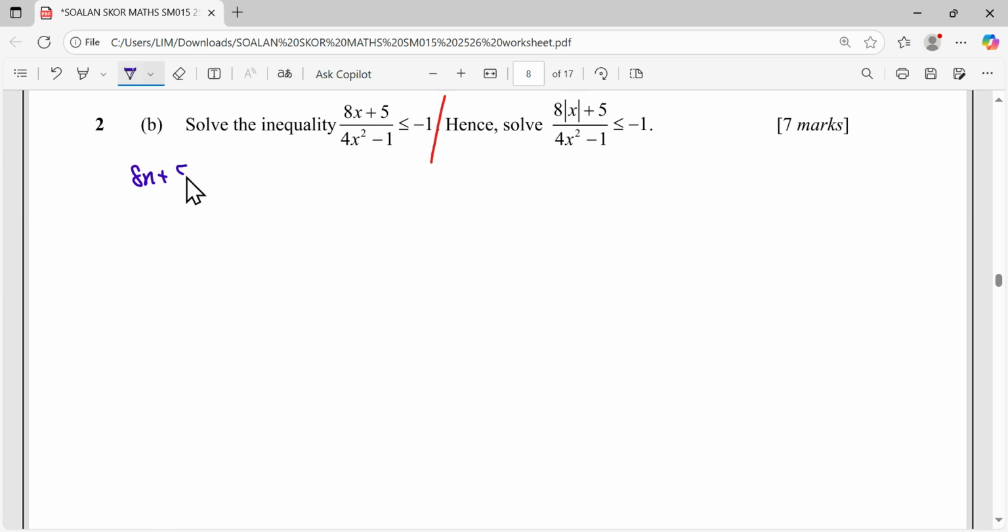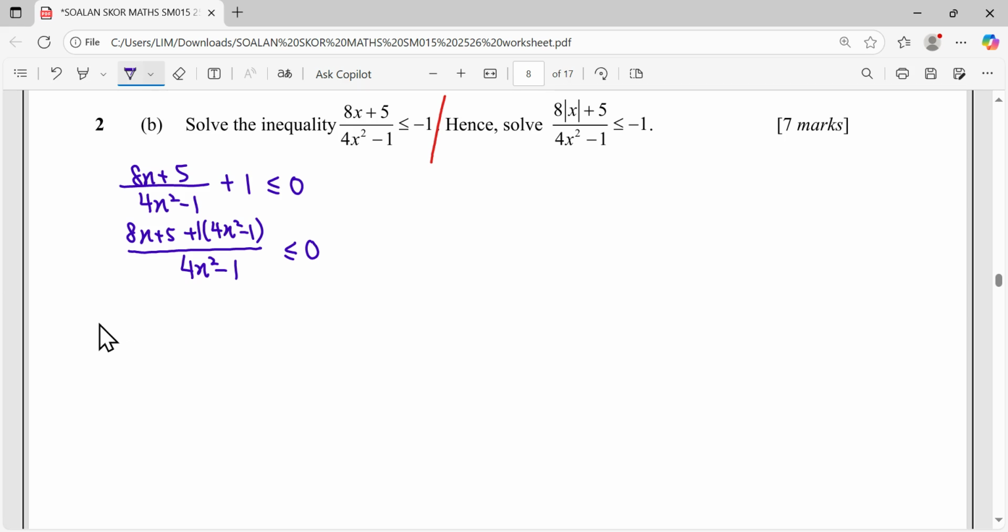8x plus 5 over 4x squared minus 1. So this is our rational inequality. You can see x is in the numerator of the fraction here. For rational inequalities, we move everything to the left hand side, then we get the same denominator. This denominator already has it, so this denominator times 4x squared minus 1, and the 1 also needs to be times 4x squared minus 1.